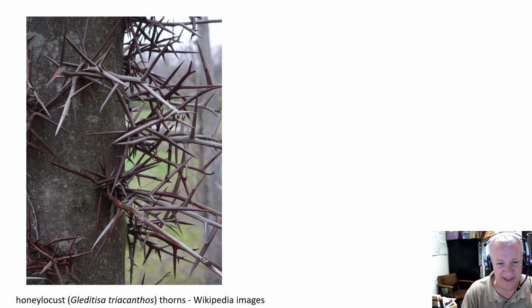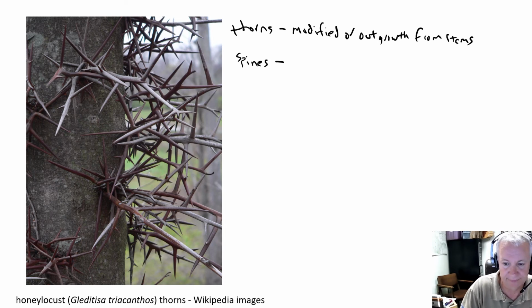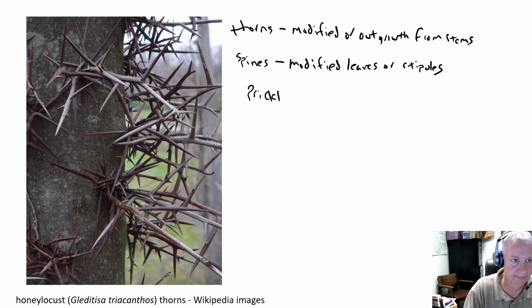And those three different categories of these sharp structures basically distinguish where they come from. So thorns, which are shown in this picture, are modified outgrowths of stems. Whereas spines are modified leaves or stipules. And then prickles are an outgrowth of the bark or epidermis.